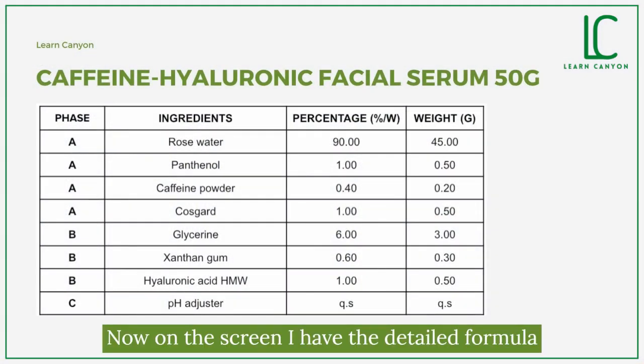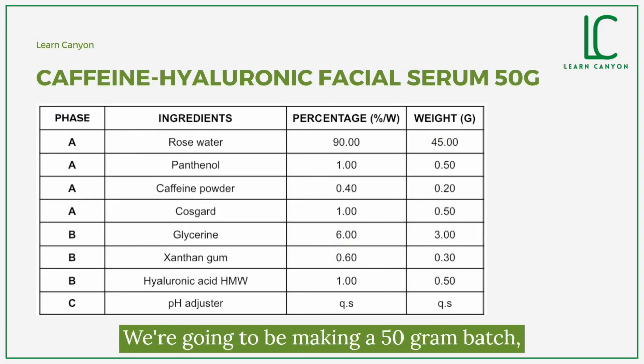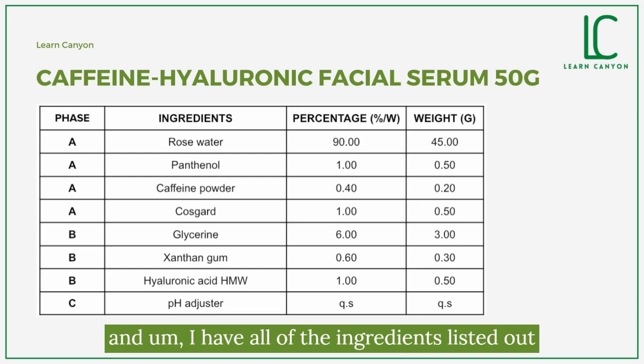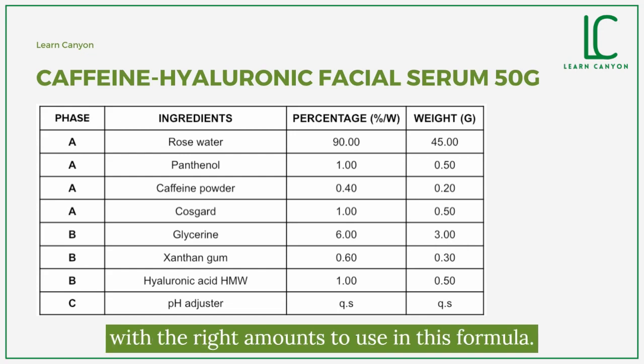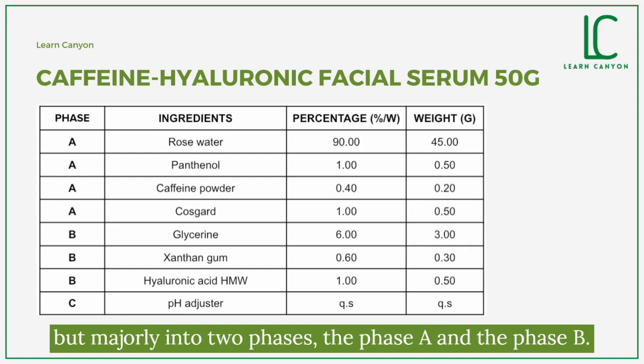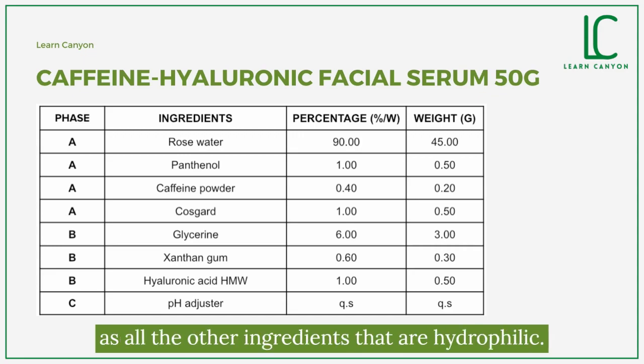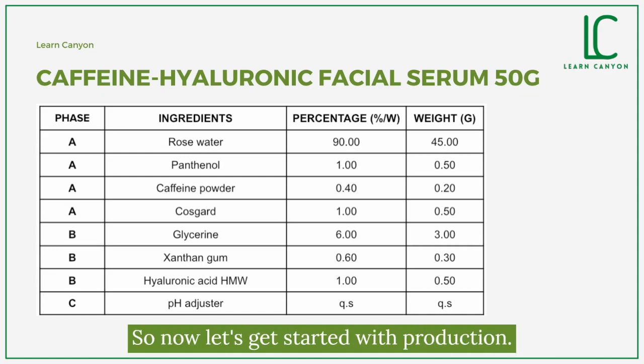Now on the screen I have the detailed formula of the Caffeine Hyaluronic Facial Serum. We're going to be making a 50-gram batch, and I have all of the ingredients listed out with the right amounts to use in this formula. So I have divided my formula into 3 different phases, but majorly into 2 phases, the phase A and the phase B. The phase A is where we have our solvent as well as all the other ingredients that are hydrophilic, and then for phase B we have our gelling agents as well as our glycerin to form a slurry mixture.